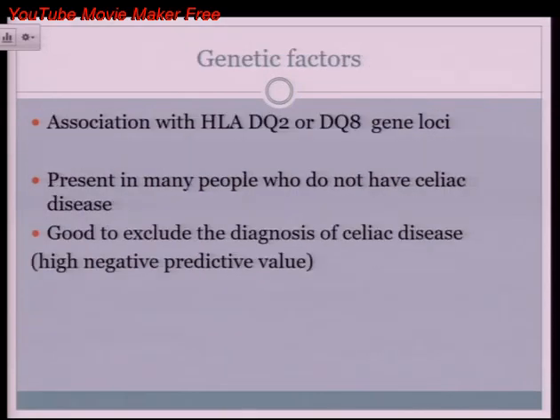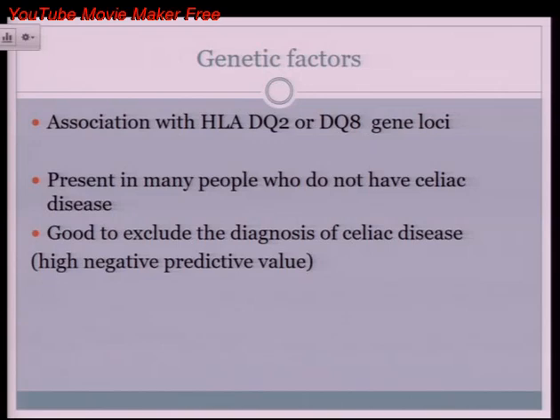So genetic factors in celiac disease. As I talked about, there's association with HLA-DQ2 or DQ8 gene loci. But the thing with HLA-DQ2 and DQ8 is it can be present in a lot of patients who don't have celiac disease. So the genetic test is useful because it has a high negative predictive value. But if it's positive, it doesn't mean much. So it's good to exclude a diagnosis of celiac disease.